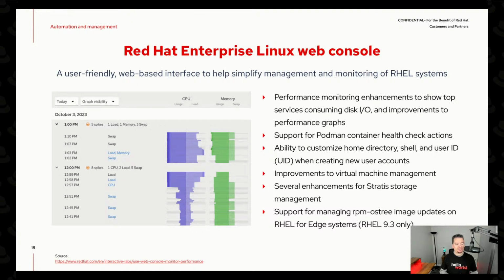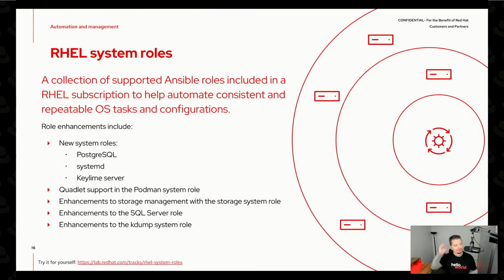There are additional improvements, things like virtual machine management improvements, as well as managing RPM OS tree images. So if you're looking for a more immutable, I know that's not the right term, but a more immutable experience for your operating system, you can now help manage package updates for our RPM OS trees, starting with RHEL 9.3. So this won't be introduced for RHEL 8.9 to my knowledge.